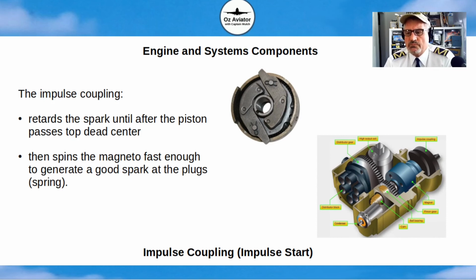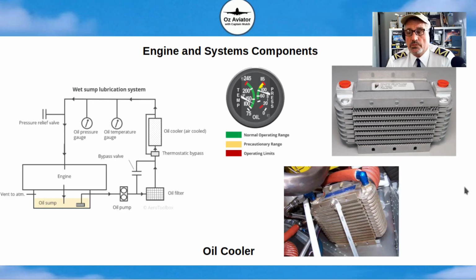The other thing is, when you're starting the engine, there may not be quite enough power to get the spark plugs operating efficiently. So inside the impulse coupling is a spring, and the spring holds the magneto back for a short period and then releases the power from that spring, makes the magneto spin faster and produces a stronger spark to start the engine.